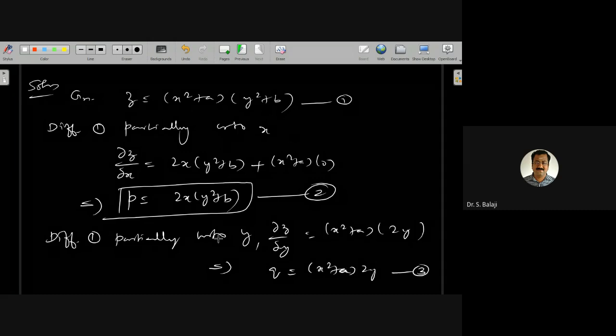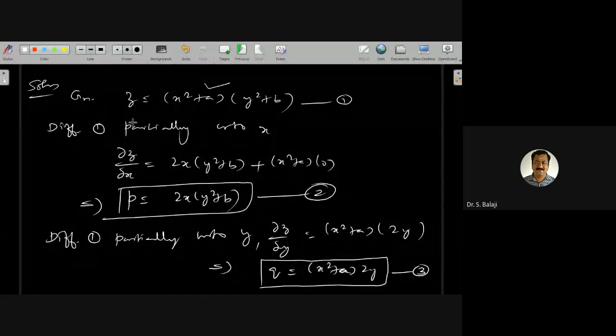What idea do we require here? We have to get a partial differential equation. Partial differential equation means in terms of p, q or partial derivatives. Therefore, we need p, q, but no need of a and b. Yes, we have to eliminate a and b. Here x square plus a is separate, but x square plus a is also here. Therefore, we can totally replace this x square plus a by q by 2y. Similarly, you replace y square plus b, which is also here, by p by 2x. You substitute here, you can get an equation.